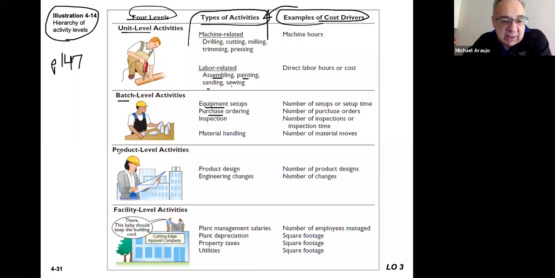Product level, because it's specific to a product, it's about product design, which has a lot to do with engineering that product. So these are the main activities here. And of course, these are the cost drivers for those activities. And lastly, you need a whole facility to get some stuff done. And so, you'll have plant managers, depreciation, property taxes on the factory or facility, and the cost drivers are listed here. So this illustration is going to become handy for your homework, and that's why I went over it.